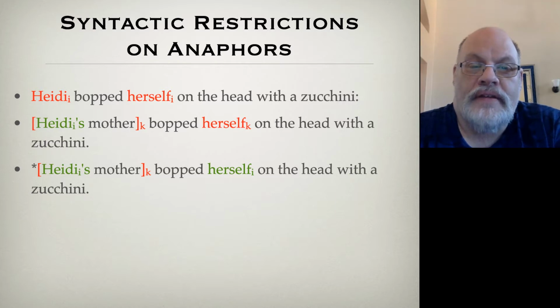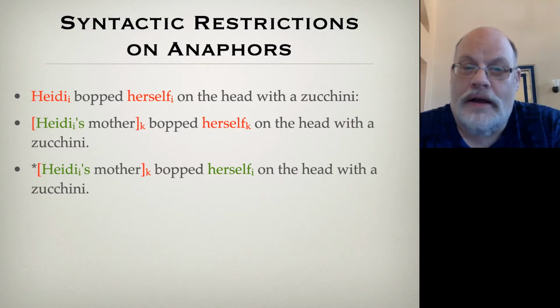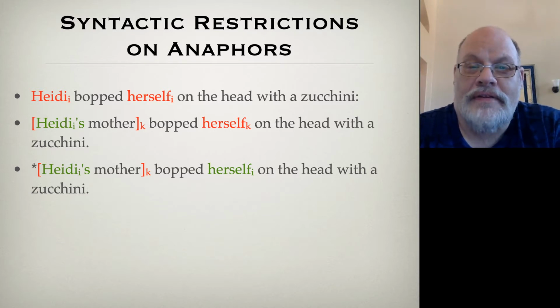So, we have the sentence, Heidi bopped herself on the head with a zucchini. As I said in the previous video, please don't take offense at this sentence. This describes a true event, and we were all doing it in good fun. Heidi here is marked with the index i, as is herself, and they are said to co-refer. So the herself here refers back to Heidi. Heidi bopped herself on the head with a zucchini. Now, at the very least, you'll notice that the antecedent comes before the anaphor.